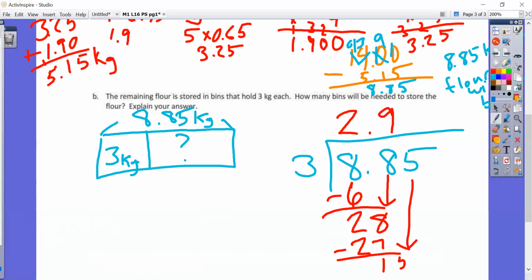Bring down our 5 hundredths. 3 groups of what? 3, 6, 9, 12, 15. Yep, 3 groups of 5. That gives us a remainder of 0. Oops, I ran out of room. So how many bins will they need? Well, we need 2.95 bins.